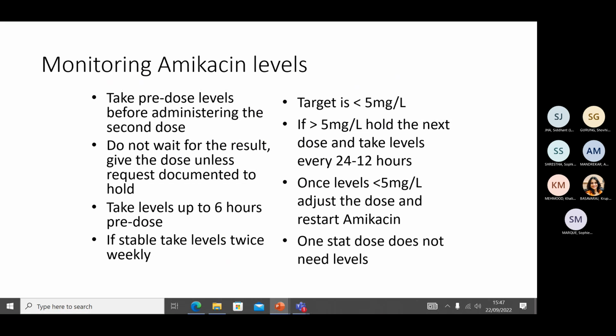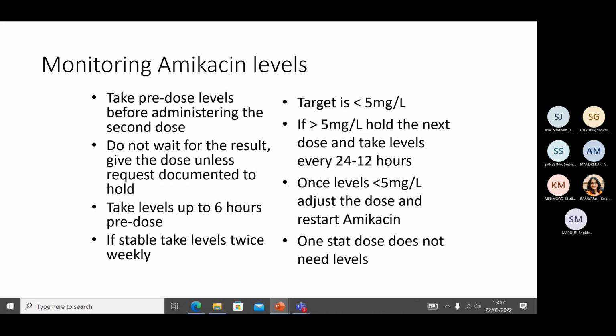So we take a pre-dose level before giving the second dose, but we don't wait for the result to come. We always recommend to give the dose because the sepsis will kill the patient if you delay giving the antibiotic. So don't wait for the result. And you can take the level even up to 6 hours before the dose is due.